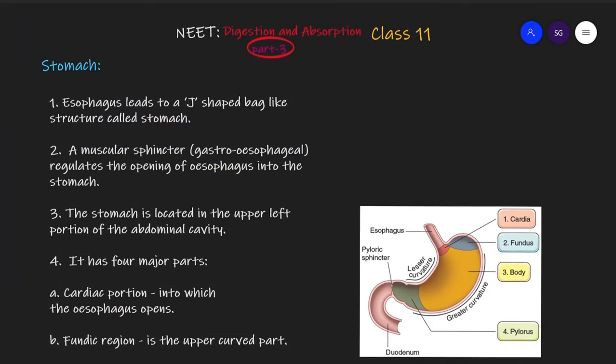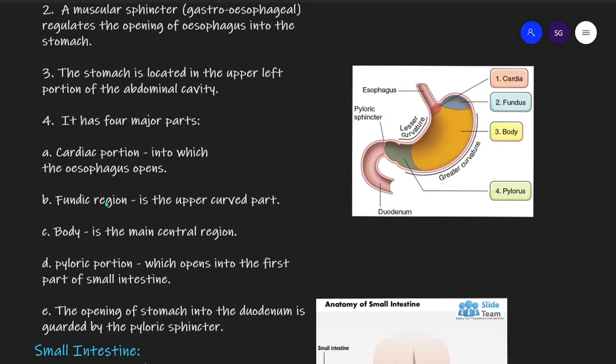Now the fourth point is, the stomach has four major parts. First one is the cardiac portion. This cardiac portion I have demarcated with red color, into which the esophagus opens. So the portion of the stomach where the esophagus opens is called the cardia portion. The second portion is the fundic portion, the upper curved part. This upper curved part is the fundus. Third is the body, the main central part. This main central part is the body of the stomach.